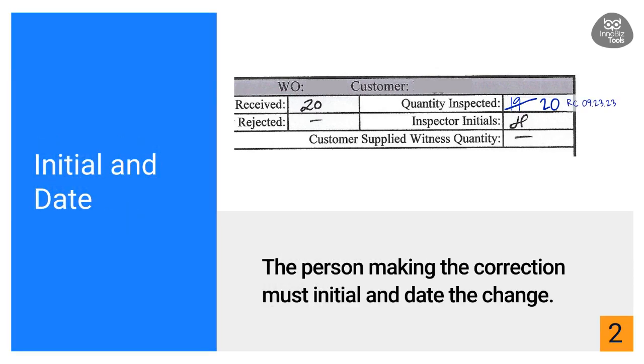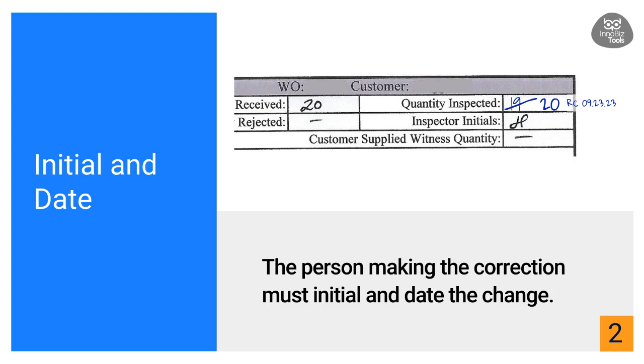2. Initial and date to provide accountability and traceability. It's essential that the person making the correction takes 2 additional steps after the strike-through. First, they should initial the correction, indicating who made the change. Second, they should add the date when the correction was made. This step is essential for auditing purposes, as it allows for easy tracking of when and by whom the correction was implemented.